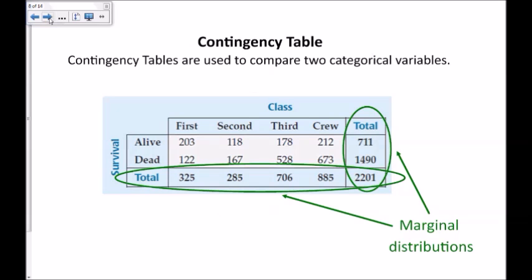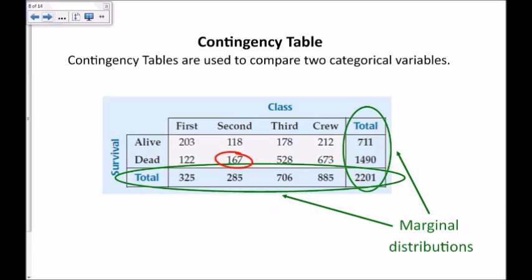The next type of display is a contingency table, where you're comparing two categorical variables. So here's some Titanic data, and we're comparing those that were alive and dead compared with their class: first class, second class, third class, and crew. Now you can very easily see that there were, for example, 118 second class passengers that lived and 167 second class passengers who died.